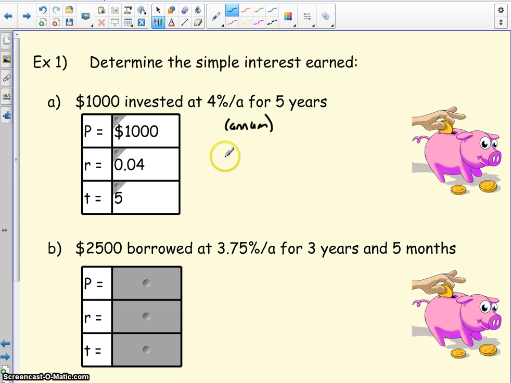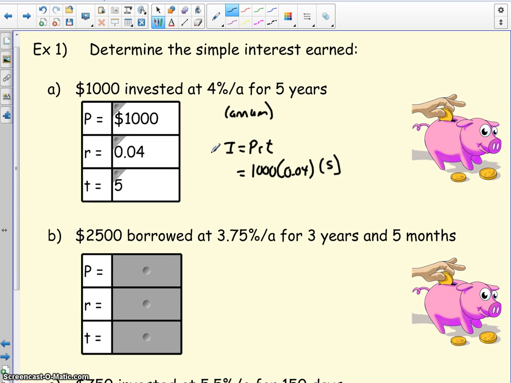So we can quickly calculate our simple interest. I will be equal to P times R times T. So P is 1,000, R is 0.04, and T is 5. You quickly run that through your calculator, and I get $200, which means over those 5 years, if you were to make this investment, you have gained an extra $200 on top of what you already invested.